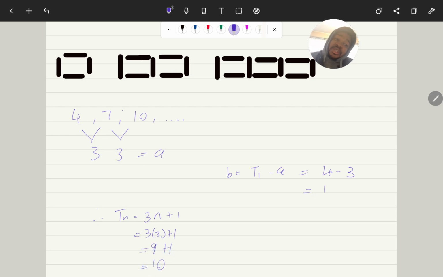Now they will ask you a question: how many lines will there be for term number 50? You cannot draw all these things up until term 50. We use the general formula to help us get there.